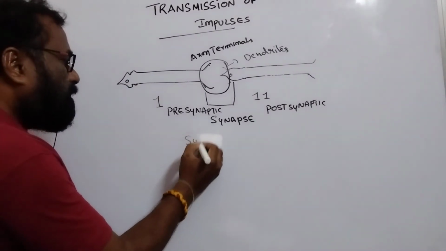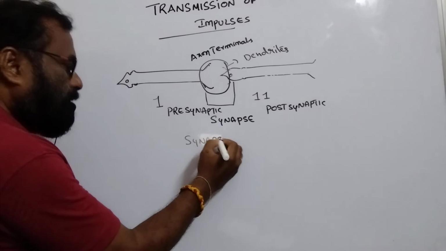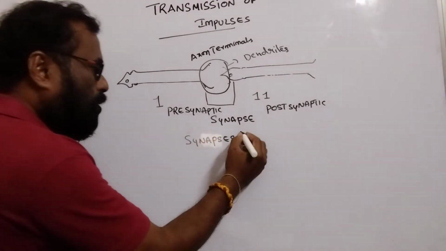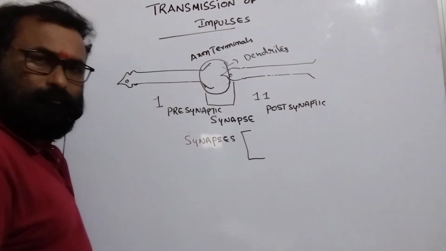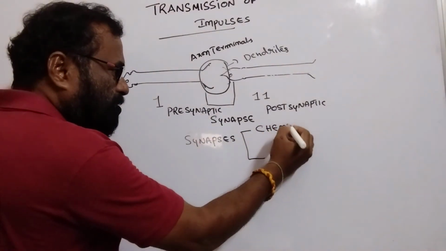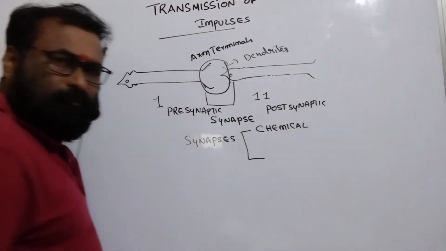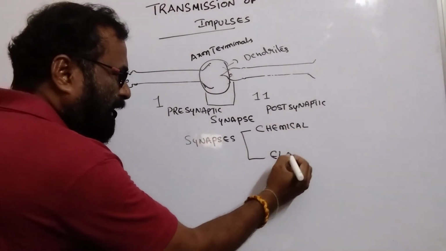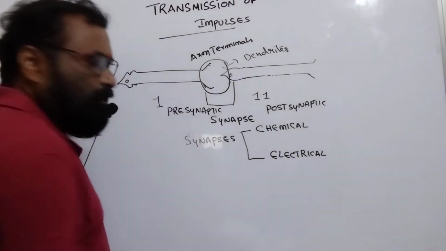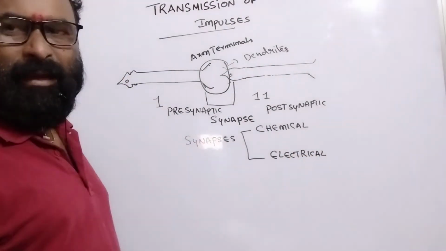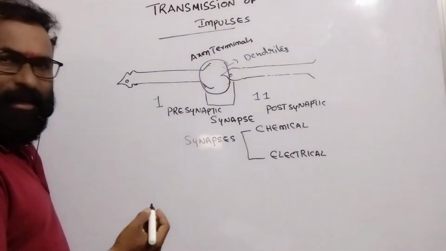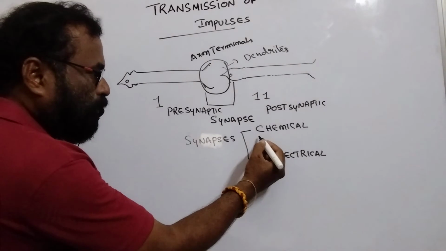Synapses are divided into two kinds. They are chemical synapse and electrical synapse. Here, go toward the proximity, the gap present between the two neurons.